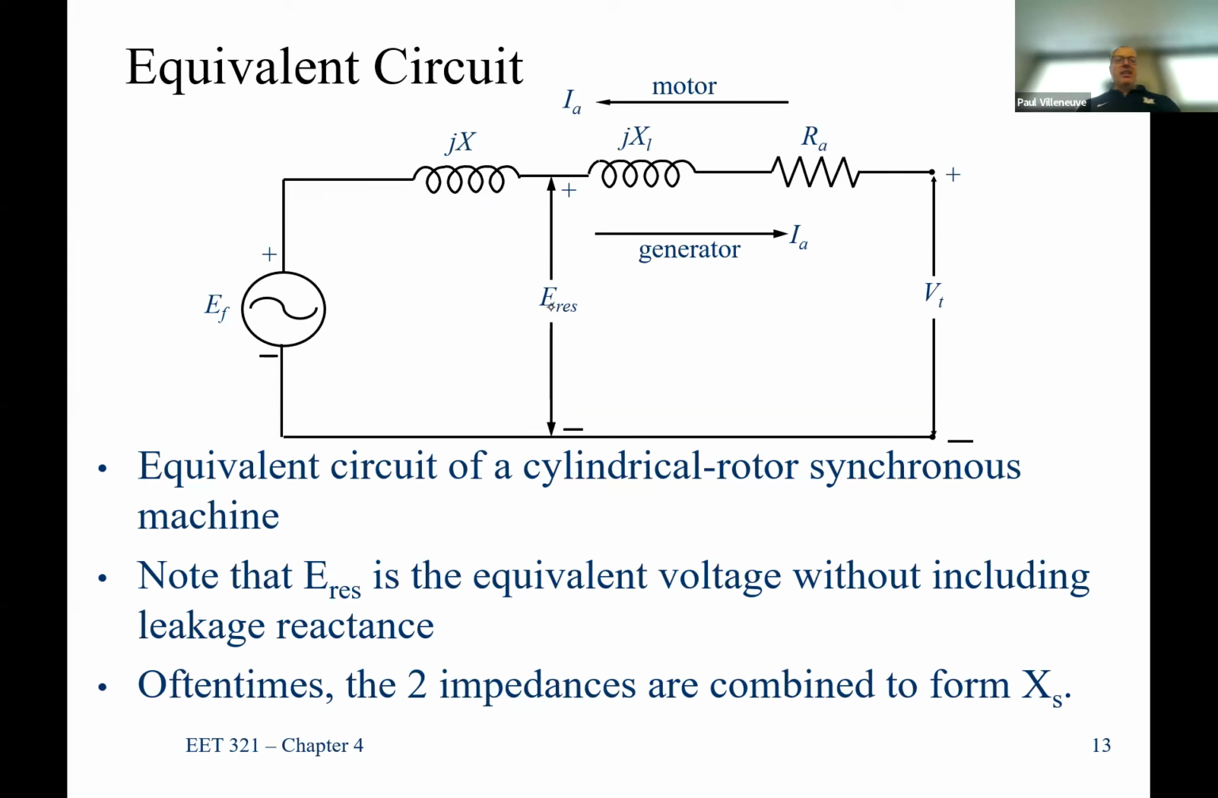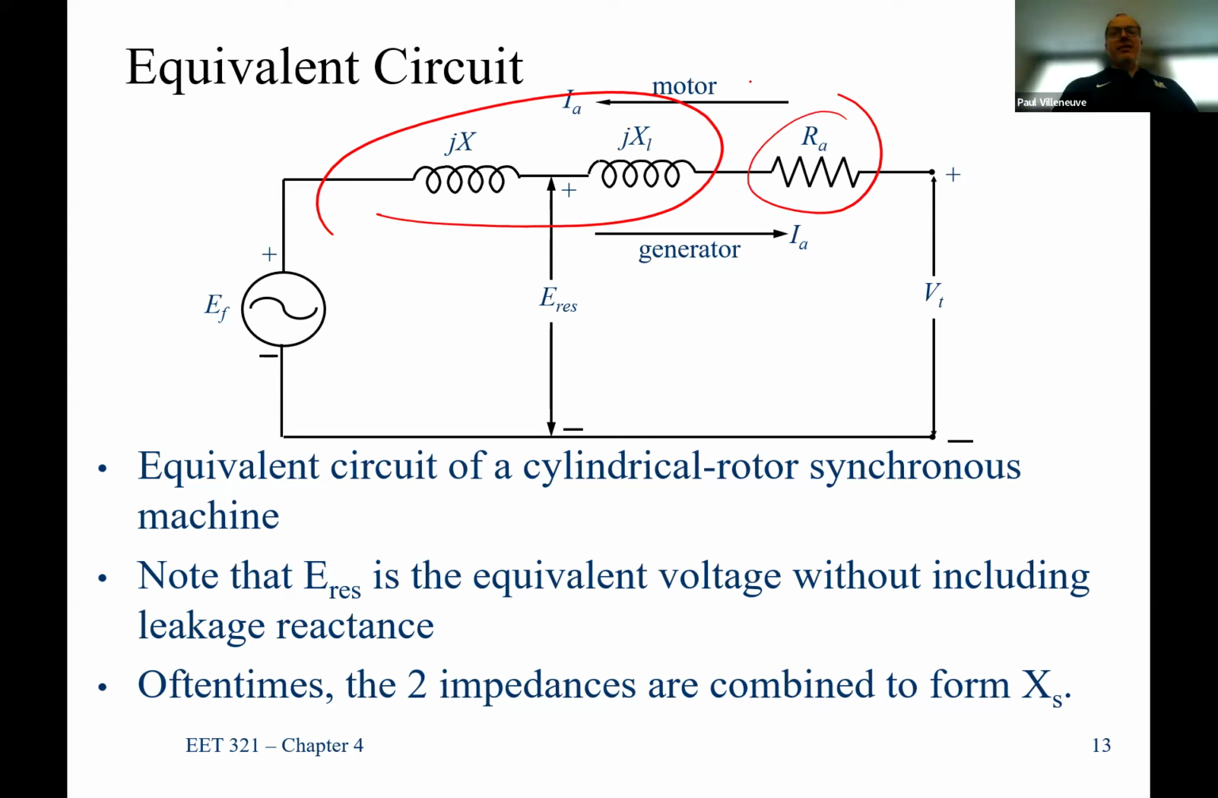So I've got a couple of inductors. Normally we'll combine these. And I have a resistor. If it's a generator, my armature current is going out. If it's a motor, my current's going in. So a synchronous machine has the exact same equivalent circuit. It's just the current direction that is different.